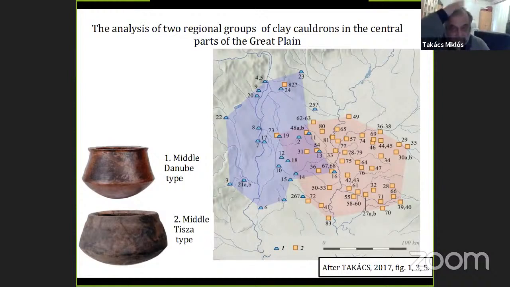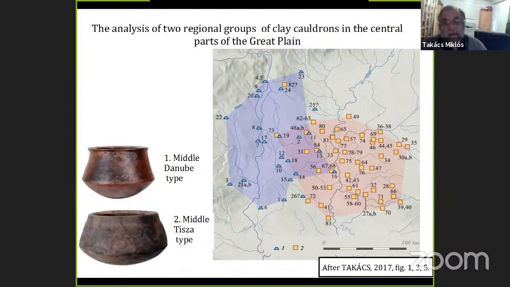And I have to point out again that these cauldrons are for the most part 12th or 13th century, so it is not a chronological difference between them, but it seemed that the contemporaneous or almost contemporaneous workshops were producing different types of vessels. And I want to point to the significance of the rivers, because both of the groups are to be connected with river courses. I'm going to return to this later.